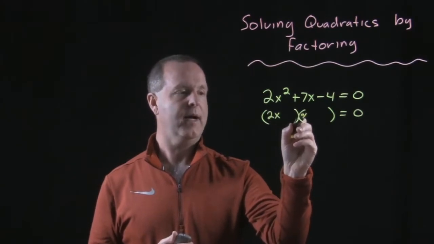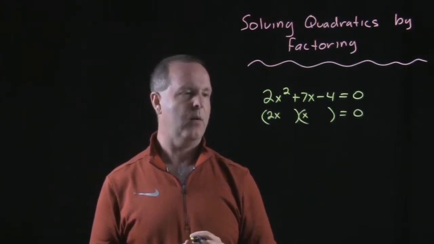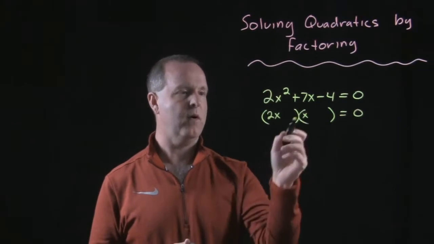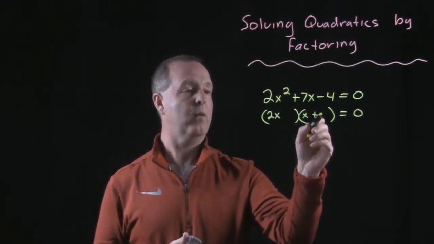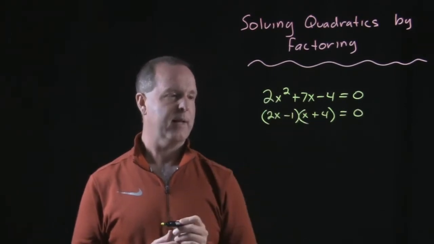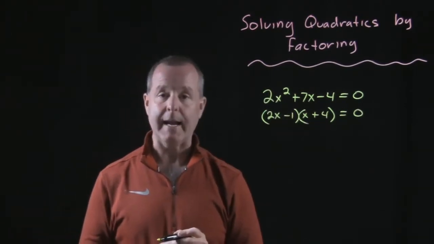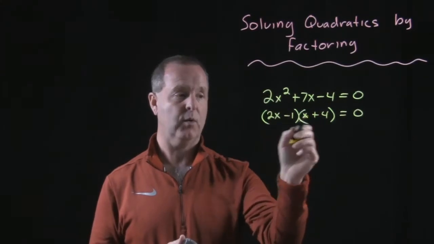I think I have a 2x and an x. From there, I want to look for factors of -4 that help me get to a 7. So it looks like a +4 here and a -1 there. So I was able to factor this trinomial down correctly.